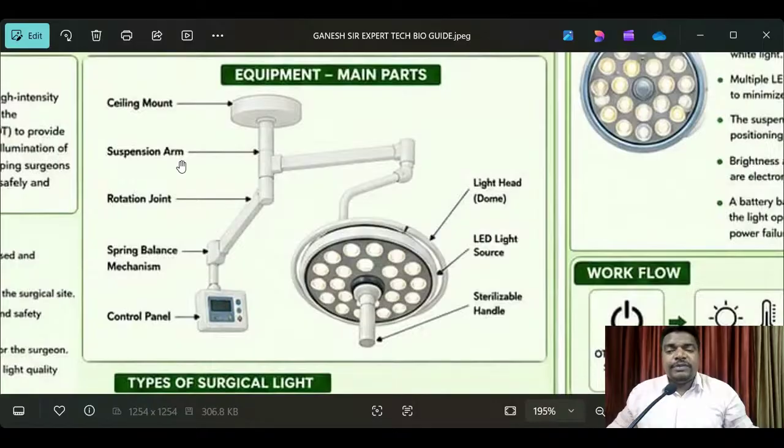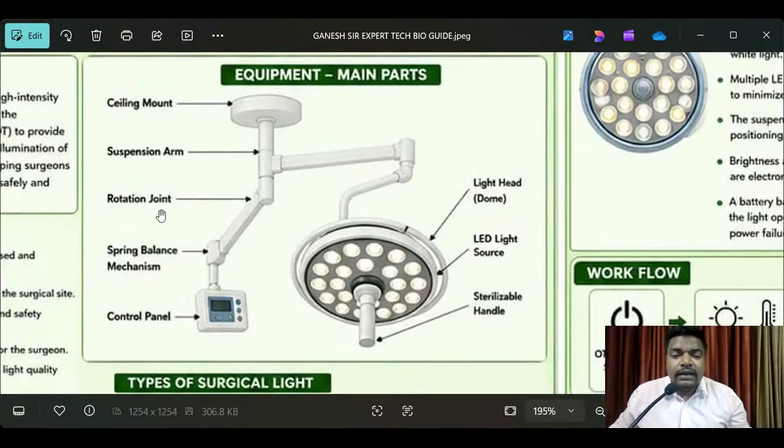Okay, next suspension arm. See here, when I'm showing, try to understand. This session is dedicated to all biomedical engineers, freshers, juniors, whoever has no idea about this OT light. I am giving live sessions focusing on all types of biomedical engineers, because lots of engineers are available in society. So this type of information is very important. Whoever does not have the opportunity, my live sessions are very useful.